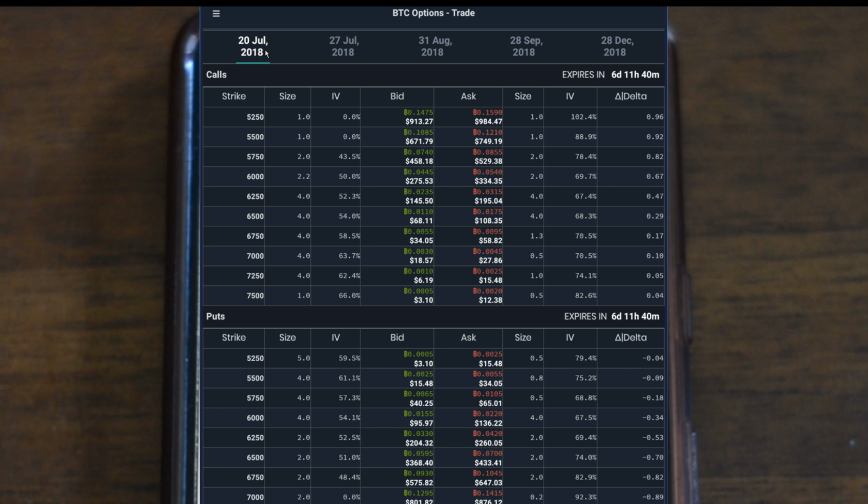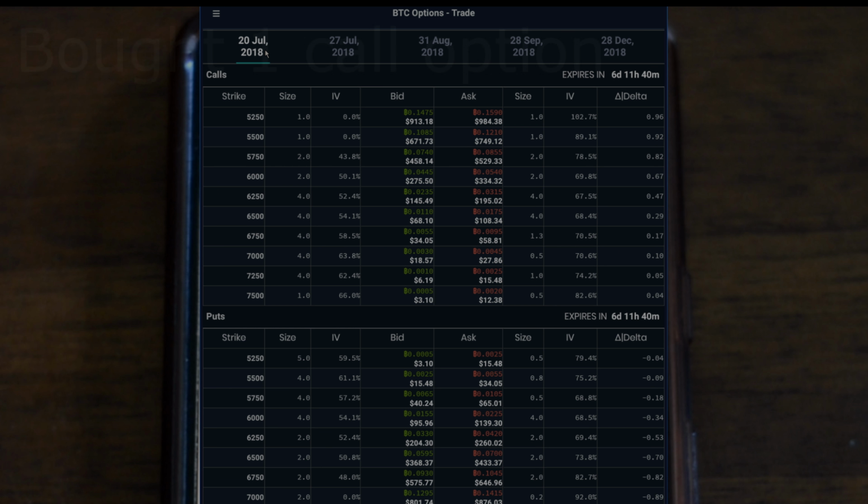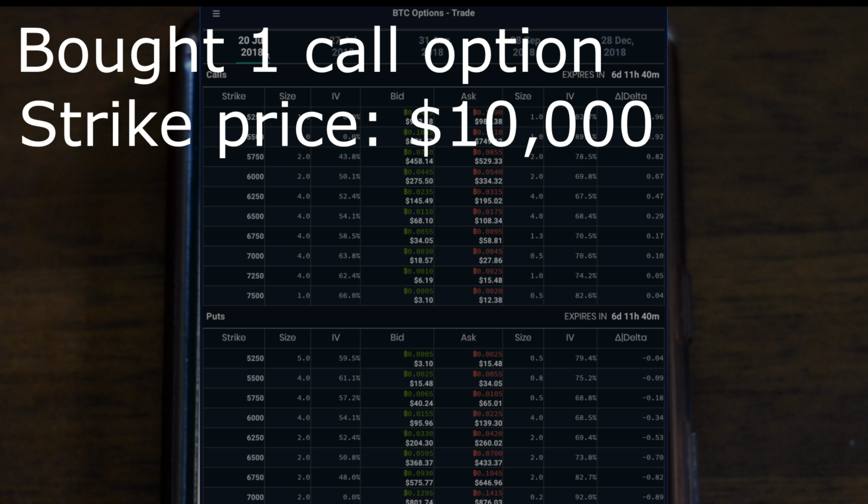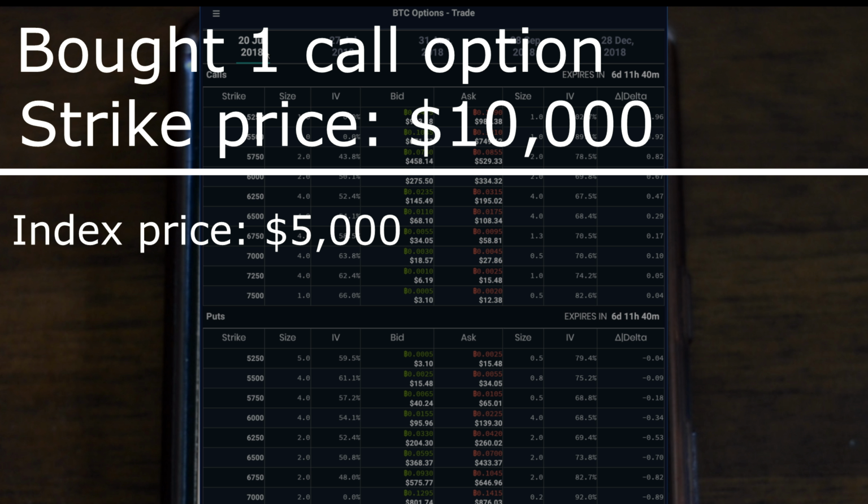Now, since these are European style options, they are exercised only at expiration. These are also cash settled options, where the value of the profit or loss of a trade will be paid in cash, converted to Bitcoin. To calculate your profit or loss for these options, the formula is as follows. For a call option, it would be the BTC price at expiry minus the strike price minus the option premium.